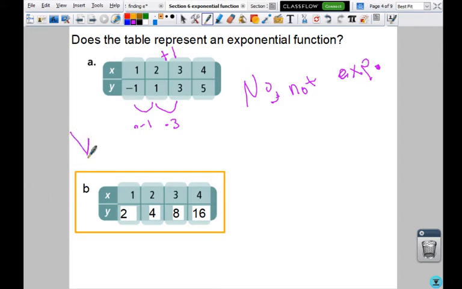Alright, do part B on your own real quick. Say, is it exponential? Yes or no? So part B, is it exponential? Yes or no? And we'll have somebody help us out real quick.